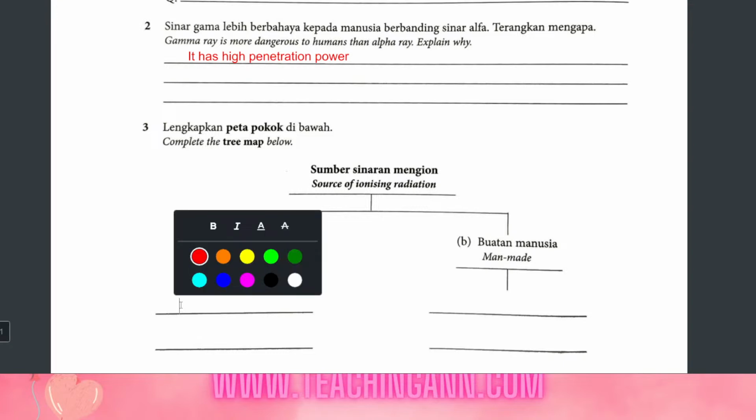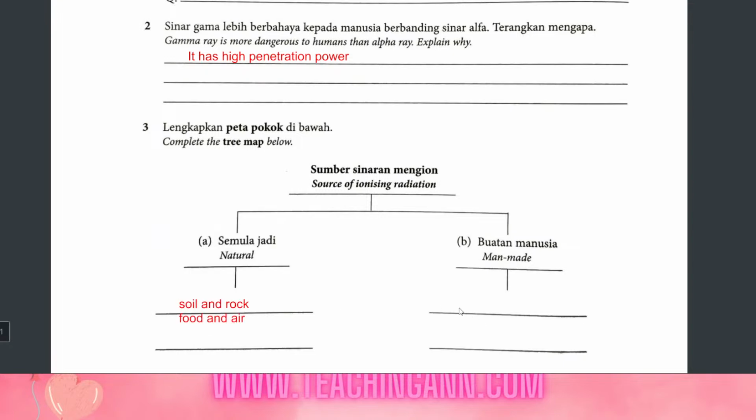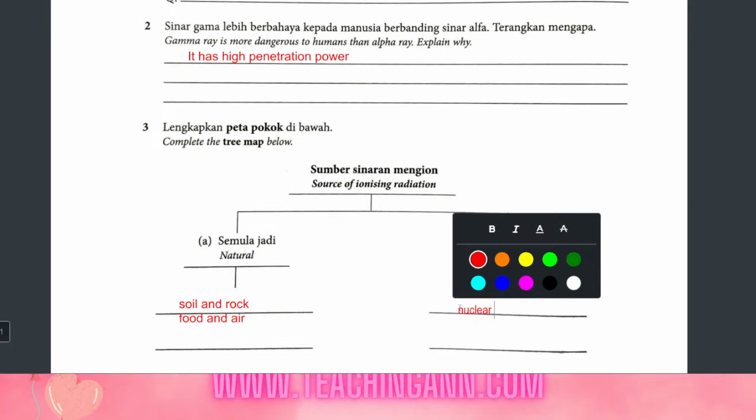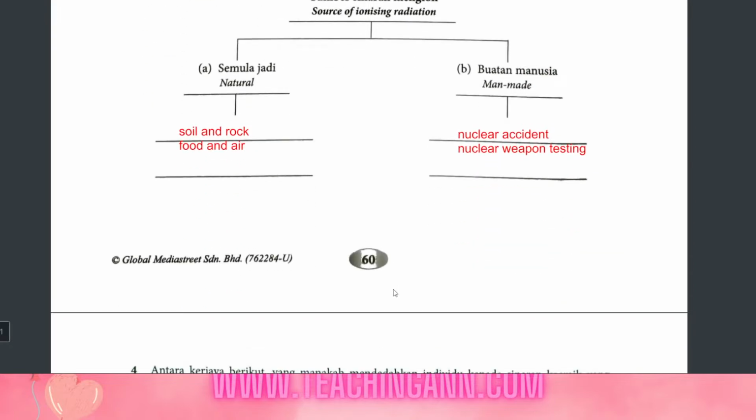Soil, rock, food and air. Nuclear, scientific research could be nuclear weapon testing. Before the test, they don't know the impact is so bad.